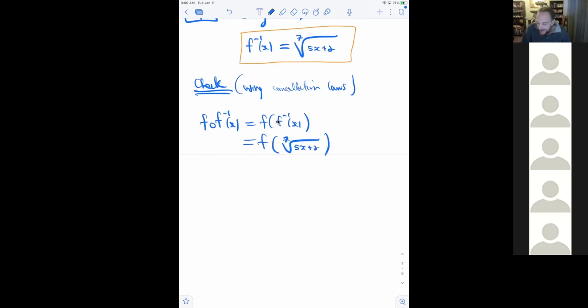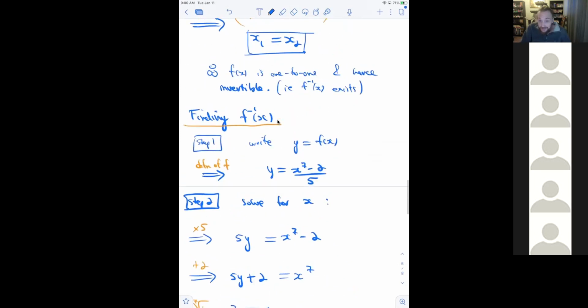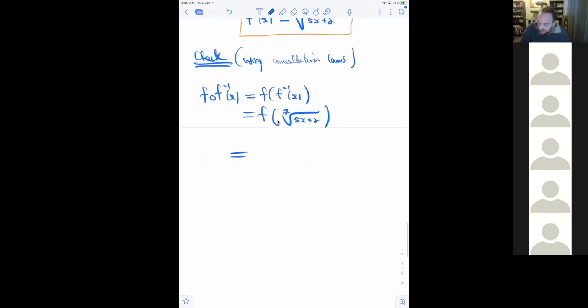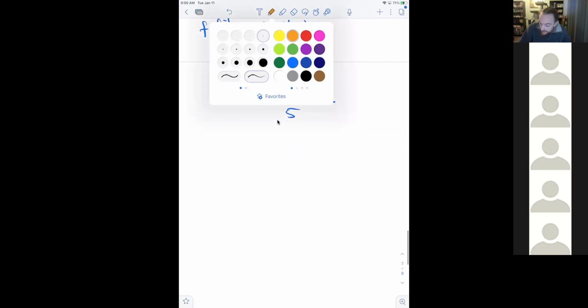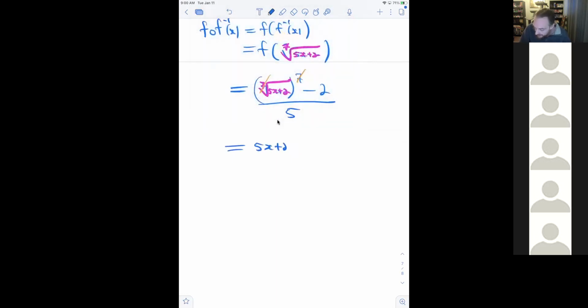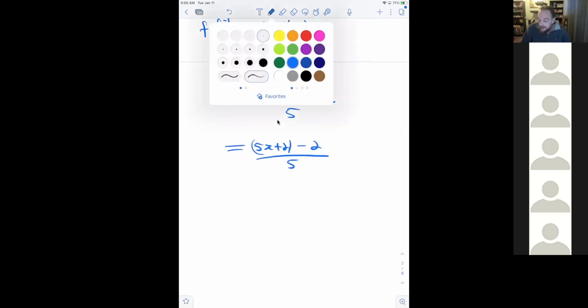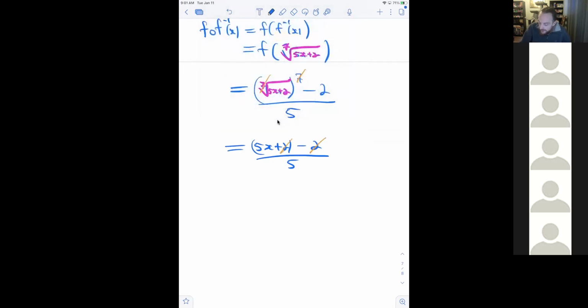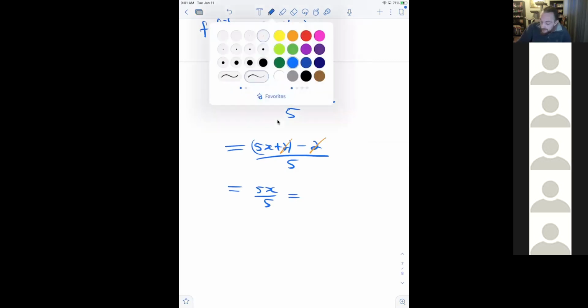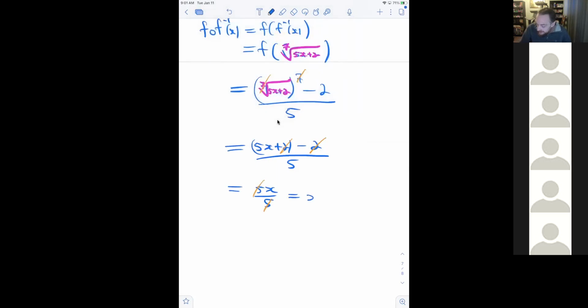Where do I put that? I put that wherever x is in my original function. So what's my original function? This guy, x to the 7 minus 2 over 5. So this becomes the 7th root of 5x plus 2 to the power 7 minus 2 over 5. I put this thing wherever x was in the expression for f instead of an x. Now you'll immediately see that the 7th roots cancel. So this is equal to 5x plus 2 minus 2 over 5. Oh, magic. The 2's cancel. This gives me 5x over 5, which leaves me with x.